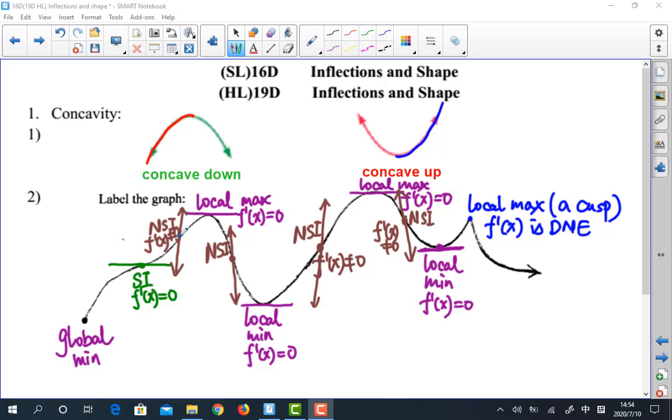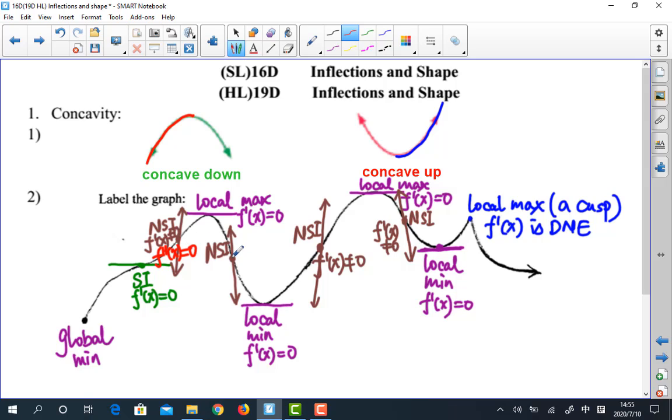But this point of inflection is different from this stationary inflection point, which is also changing the concavity. For this one, f prime x is not 0. Therefore, you should have an oblique tangent line passing through this point of inflection. Okay, so today we will introduce that at this point, the second derivative must be 0.